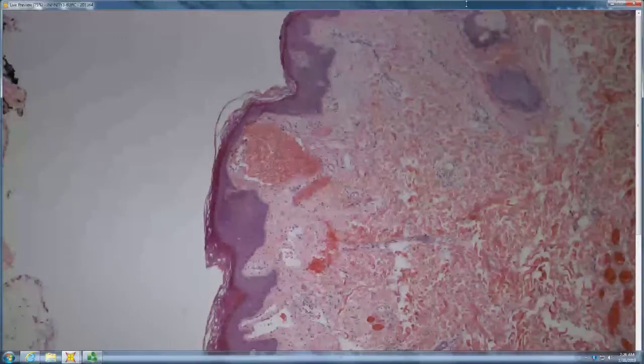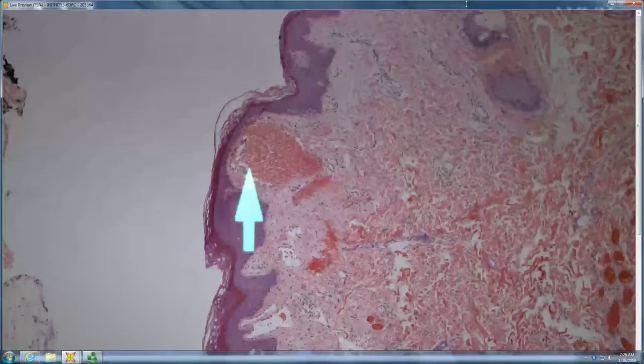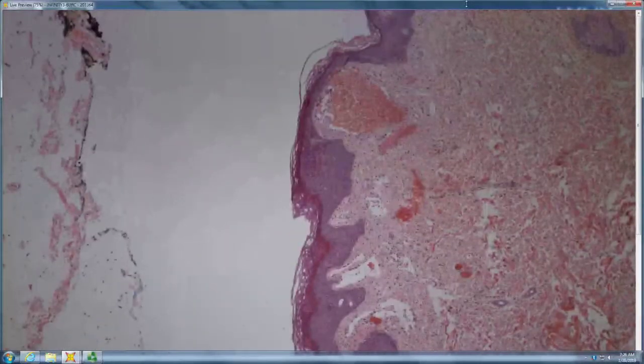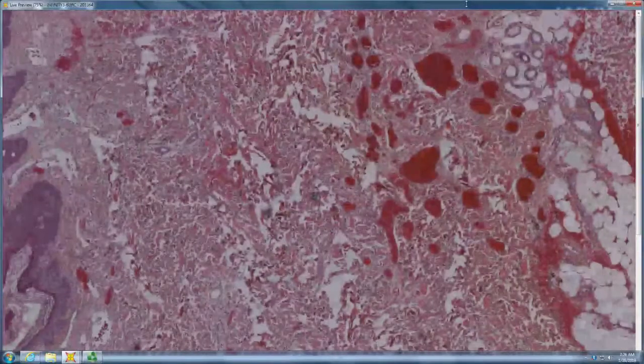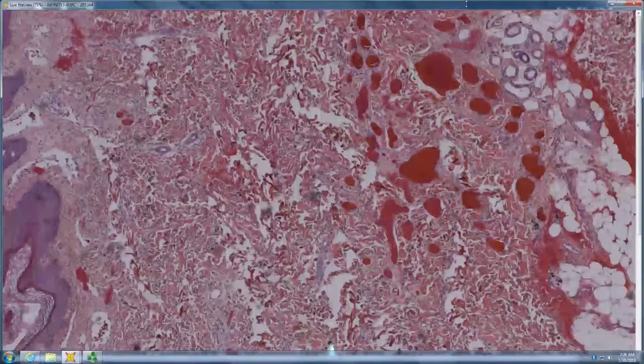A little superficial vessel and then deeper. Yeah, so there's superficial vessels up in the papillary dermis. Looks like maybe an angiokeratoma. Looks like angiokeratoma, but you commented that there's something going on deeper, and in fact, there's hemosiderin down here.